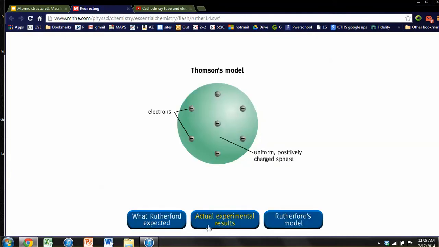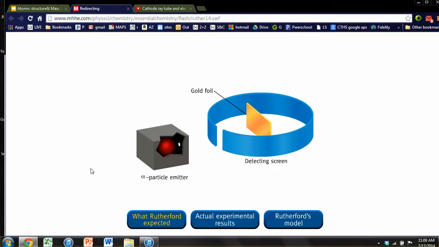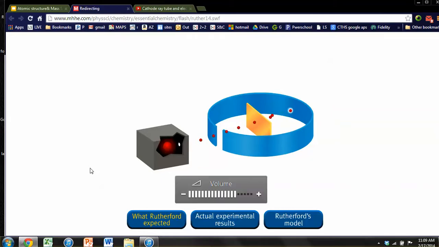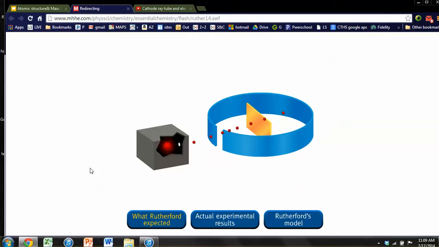In the early 1900s, J.J. Thomson proposed a model of the atom. Based on Thomson's model, Rutherford expected that the positively charged alpha particles should pass through the uniform sphere of positively charged matter with little or no deflection. Click on actual experimental results to see what actually happens.